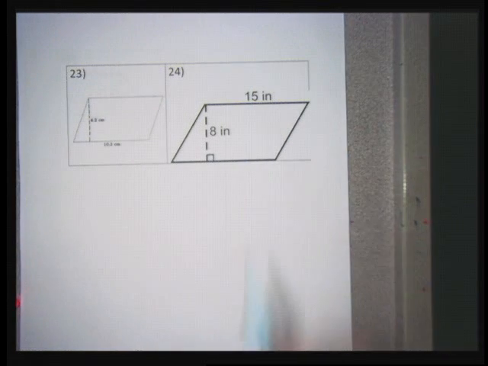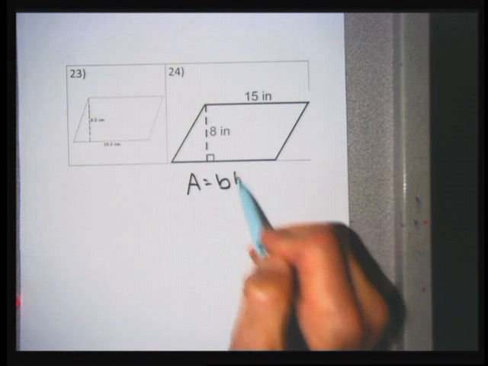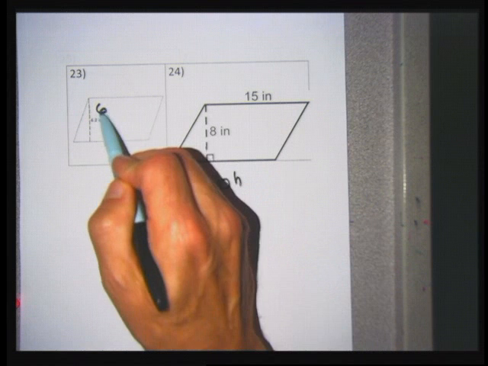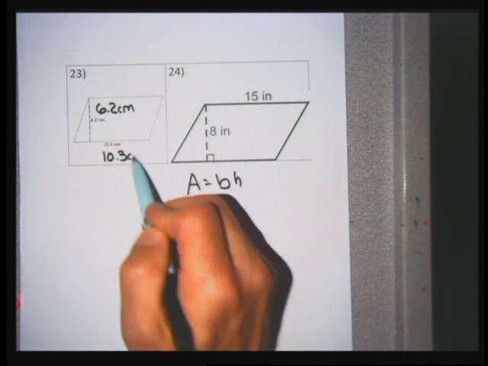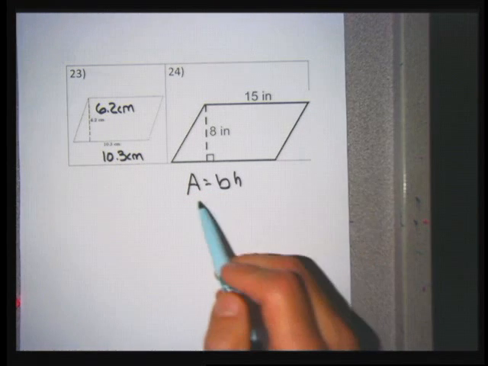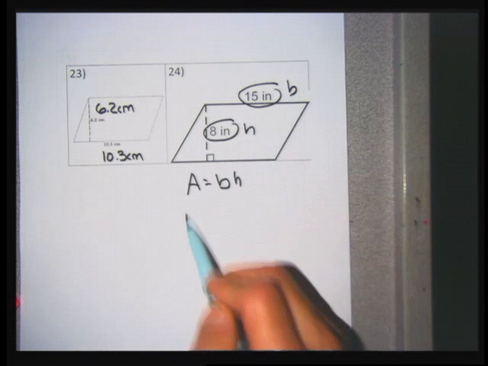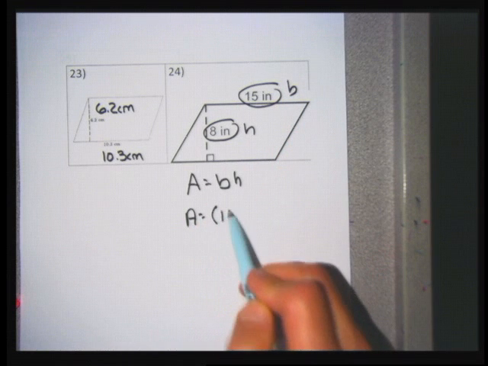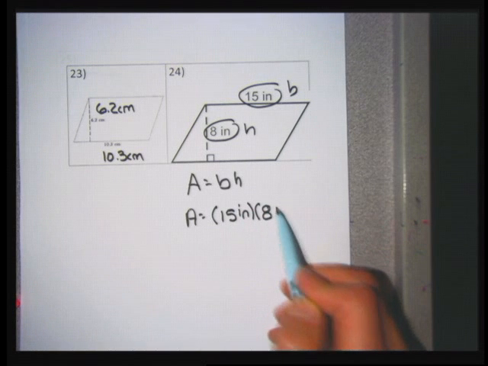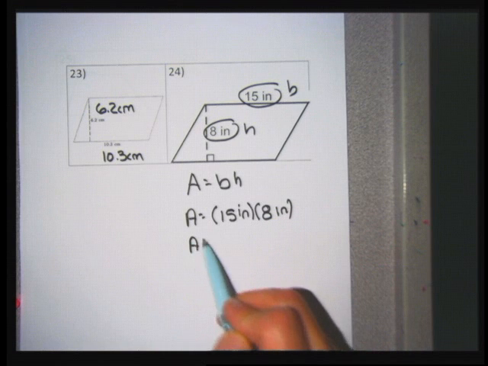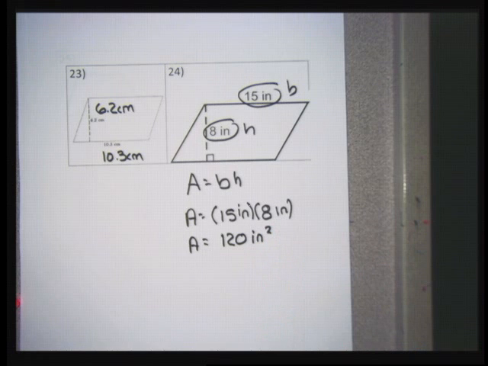Another parallelogram, the area formula is base times height. If you can't read yours, this is 6.2 centimeters for the height, 10.3 centimeters for the base. You probably need your calculator. For me, this is my height, this is my base. Area is going to equal 15 inches times 8 inches. 15 times 8 is 120. Inches times inches are square inches. So my answer for 24, the area is 120 square inches.